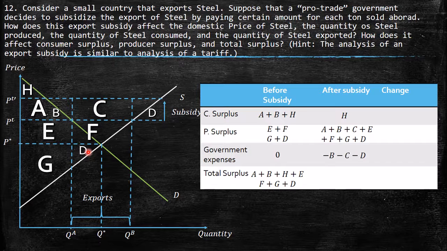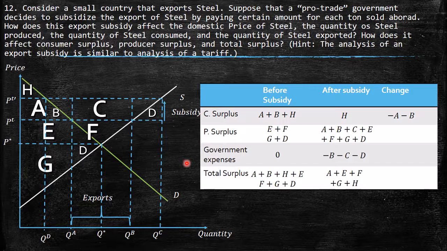And the government expenses is going to be just C. It's not B and D. It's just C. This is going to be the government expenses. So here you have the change: for the consumers there is no change, because they just have to pay PT again, so it's going to be 0. The producers will receive C. It's just C, not A plus B, which is received for the export.